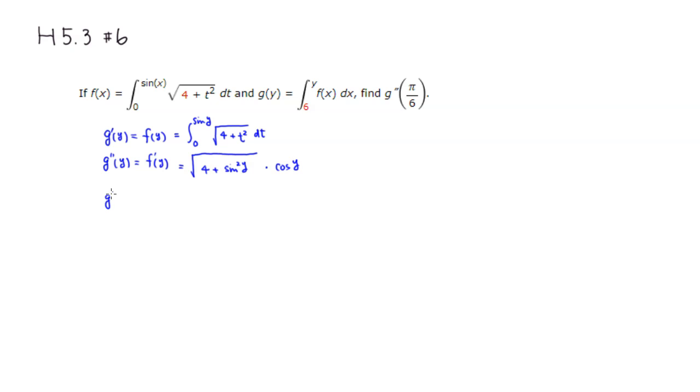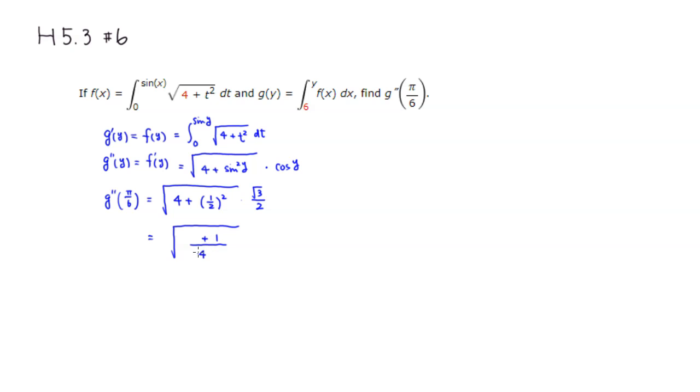So if you want to find g double prime of pi over 6, you will get the square root of 4 plus sine of pi over 6, which is 1/2, squared, multiplied by cosine of pi over 6, which is square root of 3 over 2. So let's simplify. 1/2 squared would be 1/4.